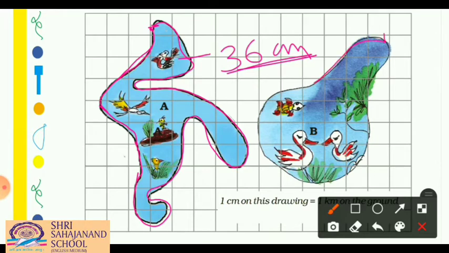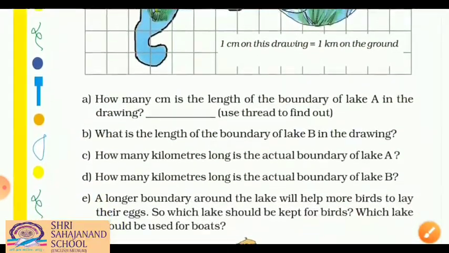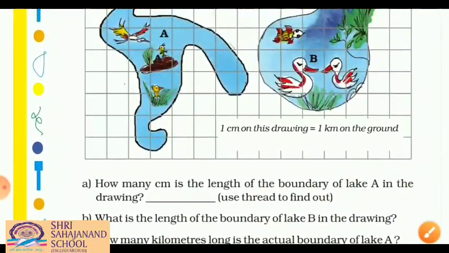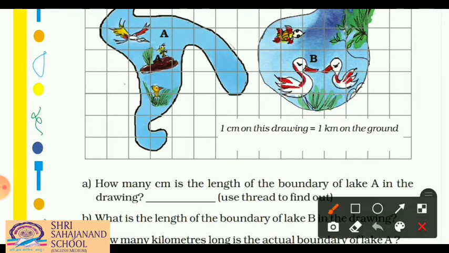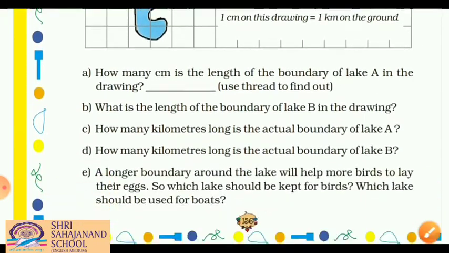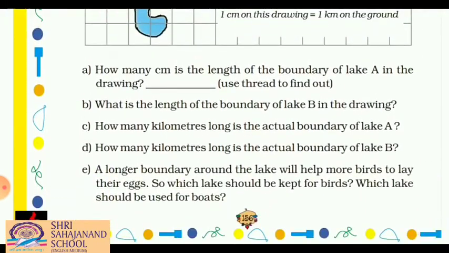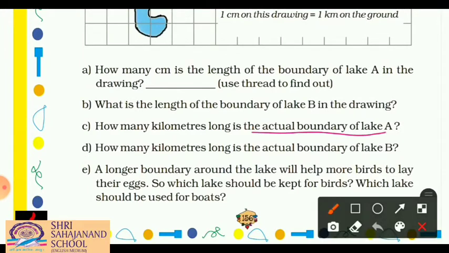Similarly for B, you can do the same thing. You have to put the thread over the boundary of this lake, means of this drawing, and I found it was 21 centimeters. Now next question. What is the length of the boundary of Lake B in the drawing? I have already told you it was 21 centimeters. Now next, how many kilometers long is the actual boundary of Lake A?